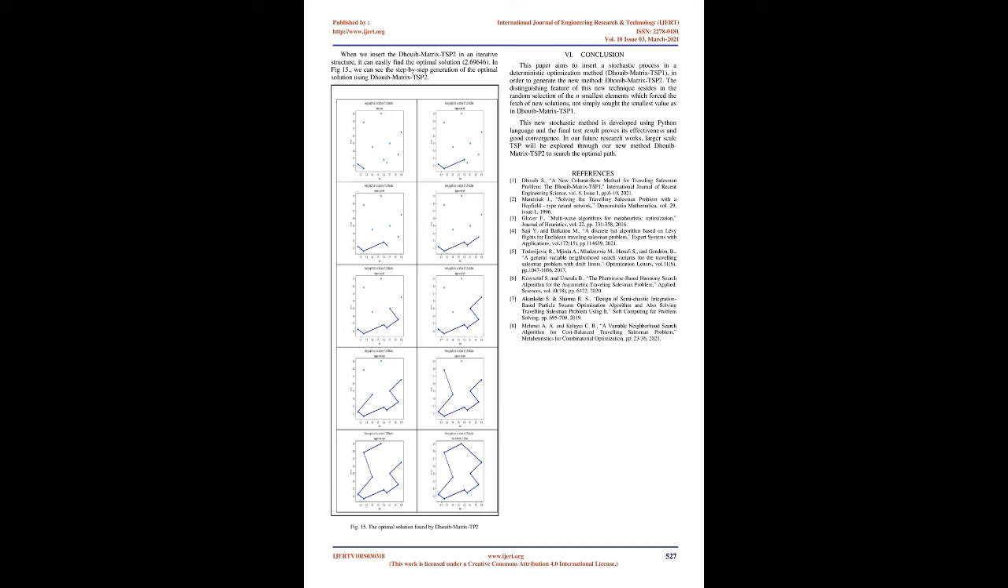Conclusion. This paper aims to insert a stochastic process in a deterministic optimization method, Dhouib Matrix-TSP1, in order to generate the new method, Dhouib Matrix-TSP2. The distinguishing feature of this new technique resides in the random selection of the n smallest elements, which forces the search for new solutions, not simply seeking the smallest value as in Dhouib Matrix-TSP1. This new stochastic method is developed using the Python language and the final test results prove its effectiveness and good convergence. In our future research works, larger scale TSP will be explored through our new method Dhouib Matrix-TSP2 to search the optimal path.